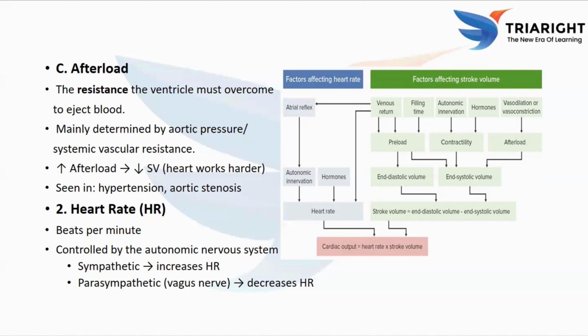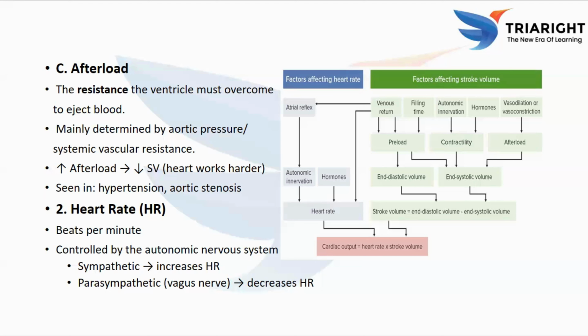So this makes it harder to eject the blood also. So at last the stroke volume decreases in this afterload. This is mainly seen in conditions like hypertension and also aortic stenosis. Like pushing water through a narrow hose is harder. In the same way, pumping blood against high resistance makes the work harder. So this is about the afterload.